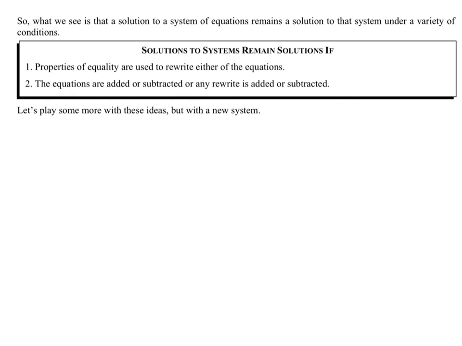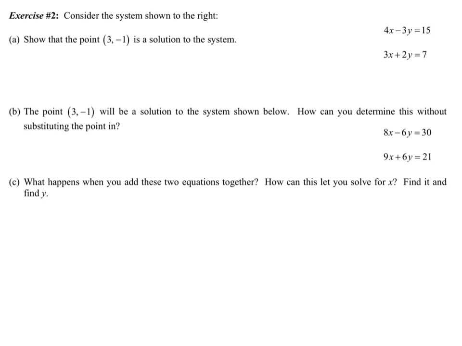So let's play with some more of these ideas, but with a new system of equations. So consider this system shown to the right. Show that the point 3, negative 1 is the solution. So we're going to do just what we did before.